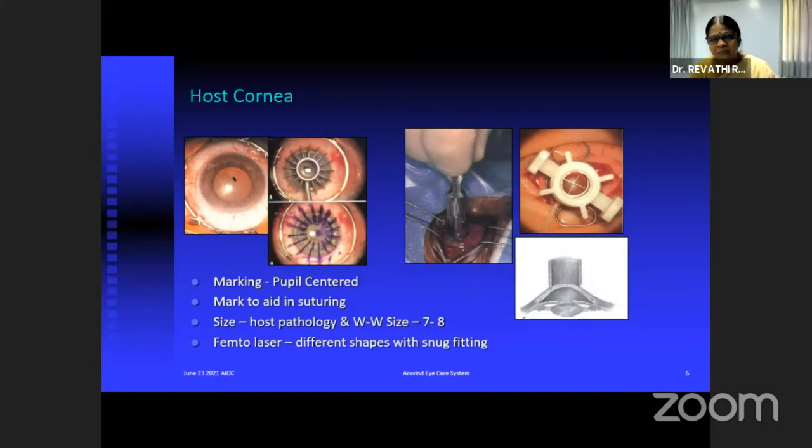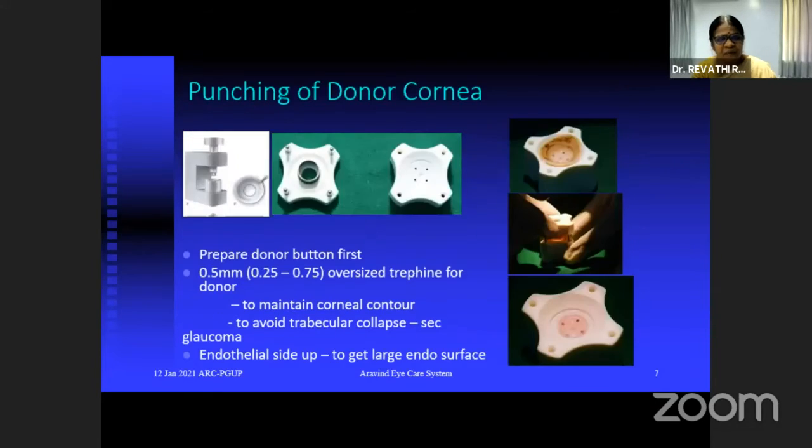And vacuum trephine is more preferable because you have more control over the depth to which you are trephining before entering the anterior chamber. And punching the donor cornea, of course, we do it. We always choose a little larger one, usually 0.5 millimeter, 0.25 to 0.75, to reduce the chance for glaucoma, also to maintain the contour. And going from the endothelial side gives us a little more endothelial surface also to the donor graft.